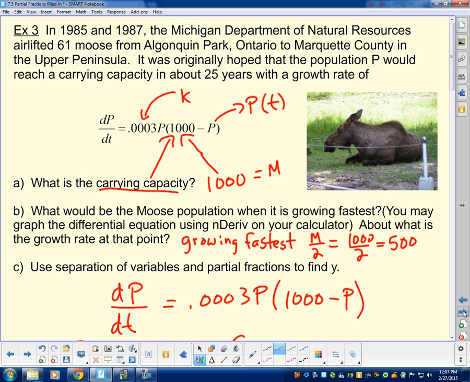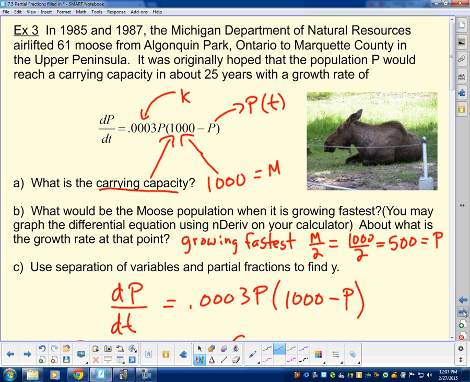But it is halfway, and if I want to find out what the growth rate is at that point, what do I do with this 500 here? Yes, the 500 represents a P value, and so I'm going to plug in 500 for P. Where? Yes, both of the P's in the dp/dt equation.